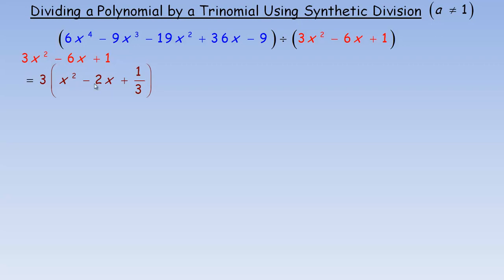Negative 6 divided by 3 is negative 2. That's why it's negative 2x. So 1 divided by 3 would be a third. And of course, we can check this. 3 times a third gives you 1. Okay, so that is correct. So let's start the synthetic division now.